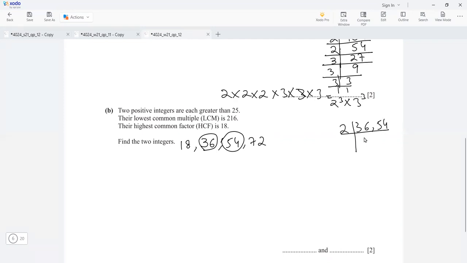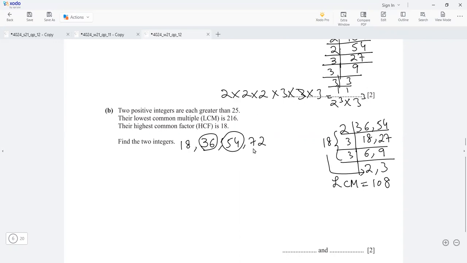So we divide by 2: it is 18 times and 27 times. Both numbers can be divided by 3: 6 times and 9 times, and again by 3: 2 times and 3 times. Multiply all of these numbers: 3 times 3 is 9, times 2 is 18, times 2 again is 36, and 36 times 3 is 108. So it is obvious the LCM of 36 and 54 is not 216. It means these two are not the numbers.